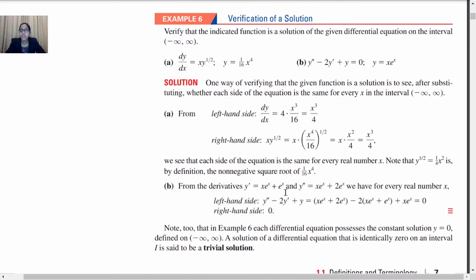So again we'll have one more term, e raised to x. So y double dash will be x into e raised to x plus 2 into e raised to x. Okay, so now we'll substitute this value and we'll check whether it is 0.